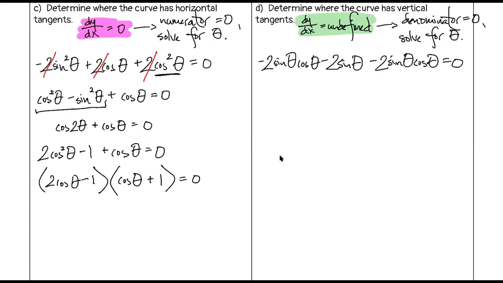All right. And if you're not confident with your factoring, I would FOIL it back out just to make sure you got what you started with, okay? But once we have these, we can set up our mini equations, and we can get in the first one that cosine theta equals 1/2, and in the second one, cosine theta equals -1.